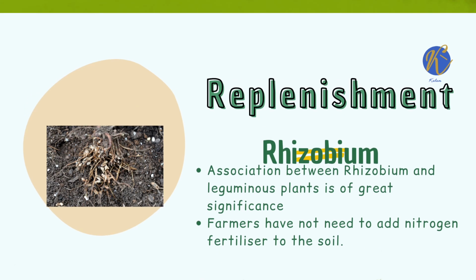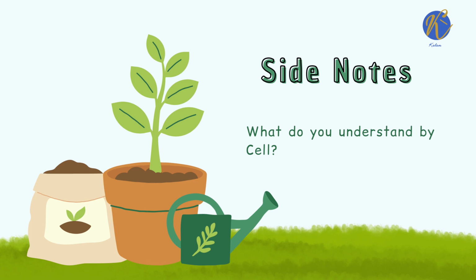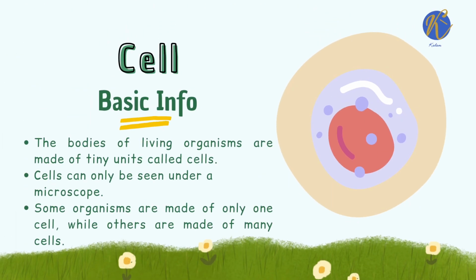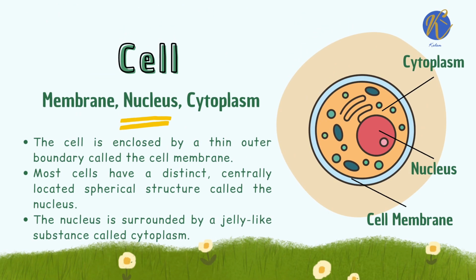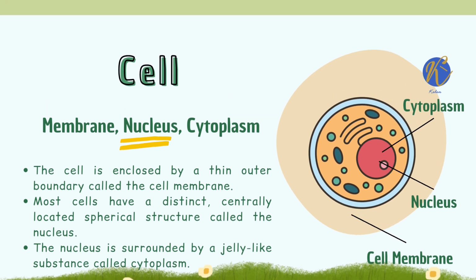Now let's move on to the next topic. What do you understand by cell? The bodies of living organisms are made of tiny units called cells. Cells can only be seen under a microscope. Some organisms are made of only one cell, while others are made of many cells. The cell is enclosed by a thin outer boundary called the cell membrane. Most cells have a distinct, centrally located spherical structure called the nucleus. The nucleus is surrounded by a jelly-like substance called cytoplasm.